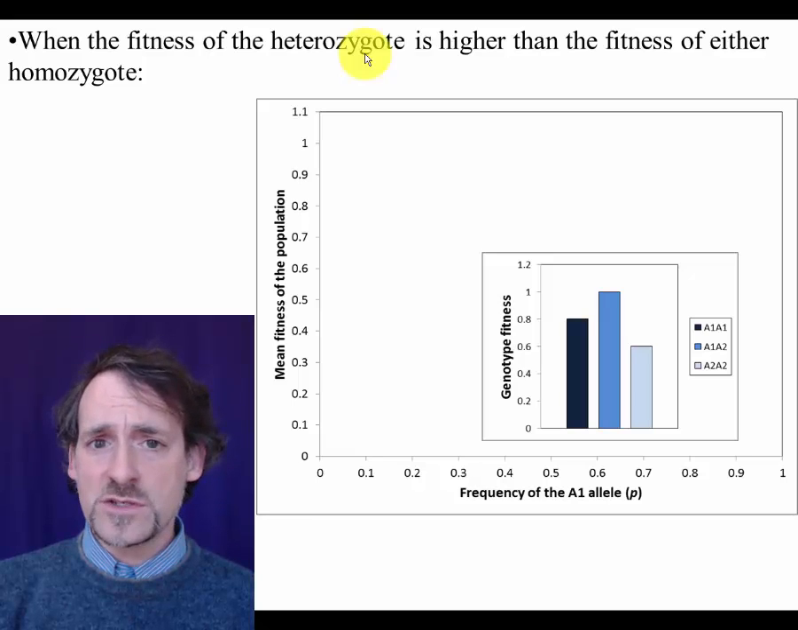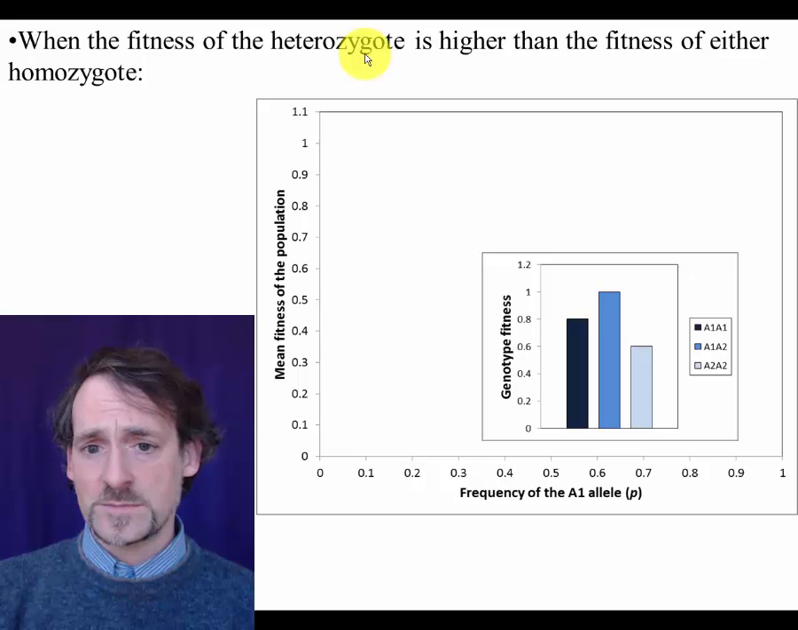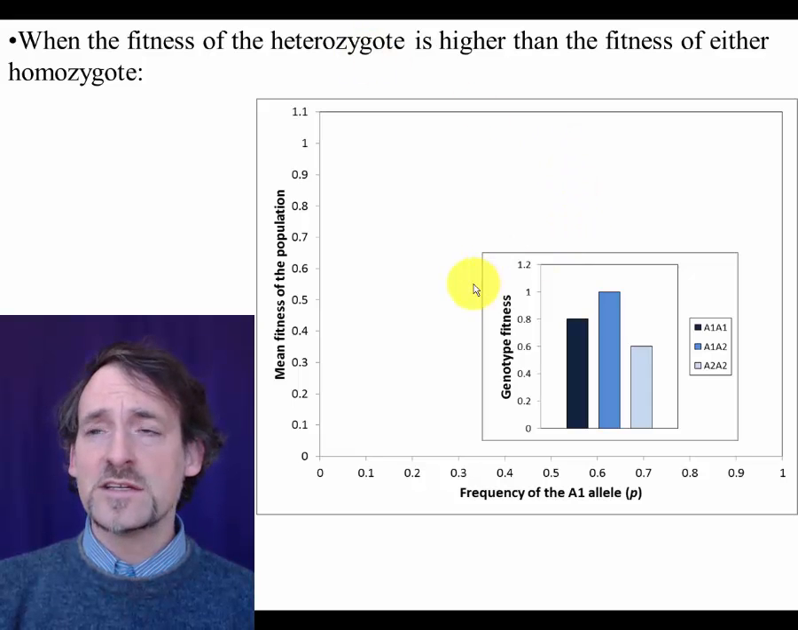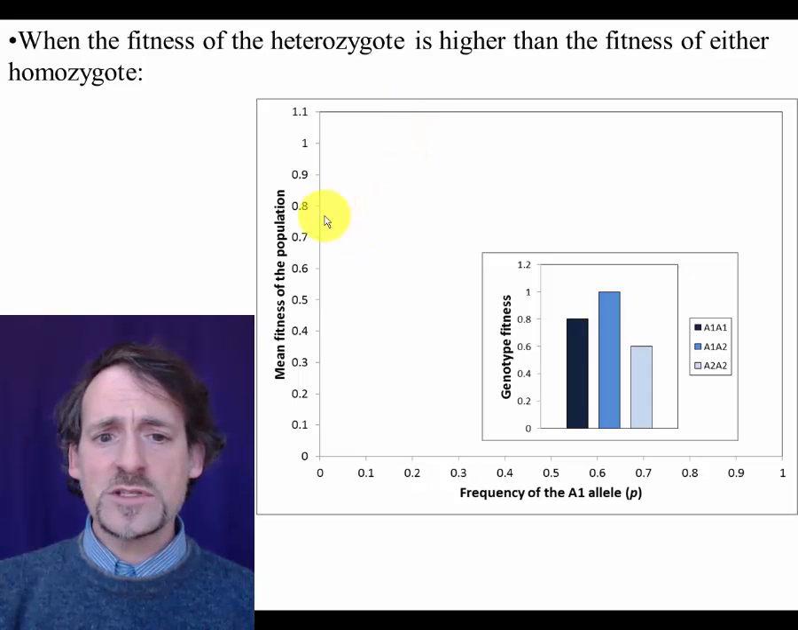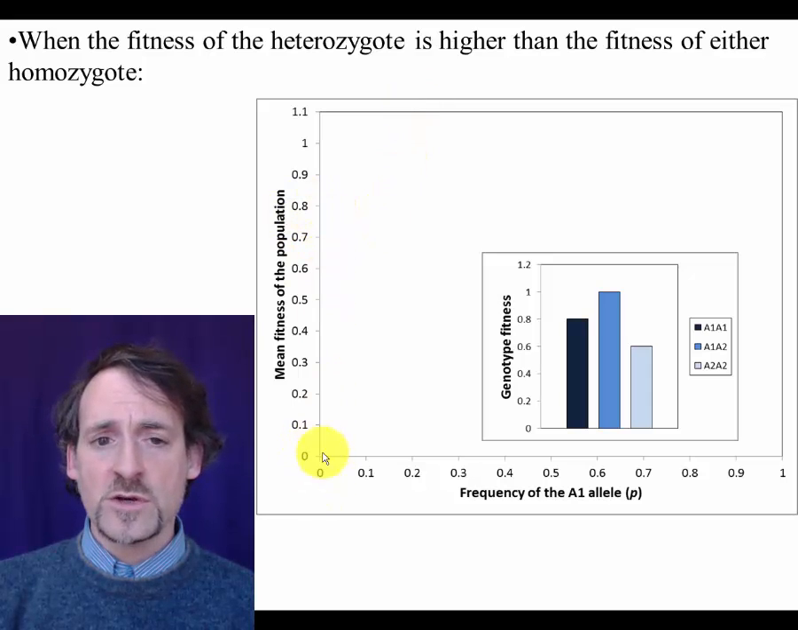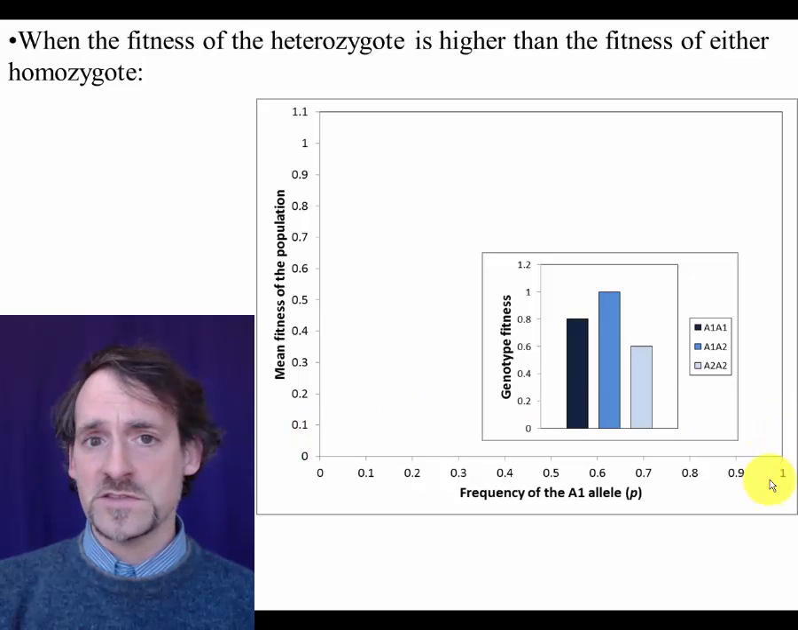Go ahead and answer this question on your own, and then come back to this video. Try to use the method that I just used in the last example. Figure out what's going on at the extremes when the A1 allele is very rare and when the A2 allele is very rare.